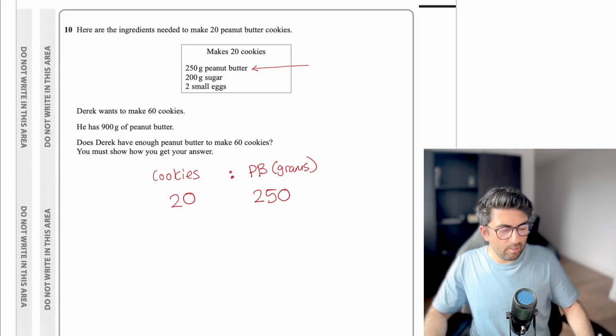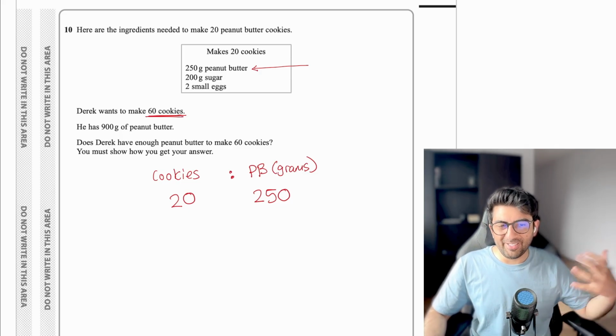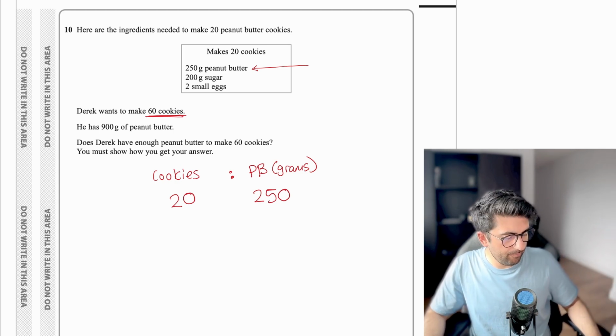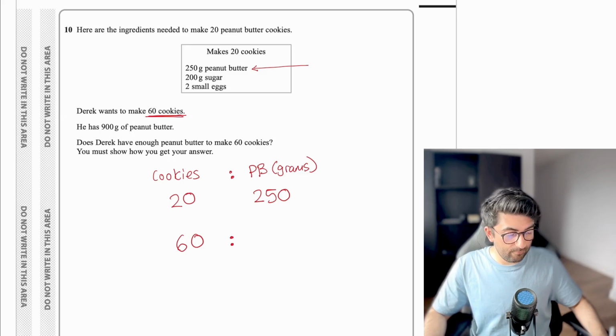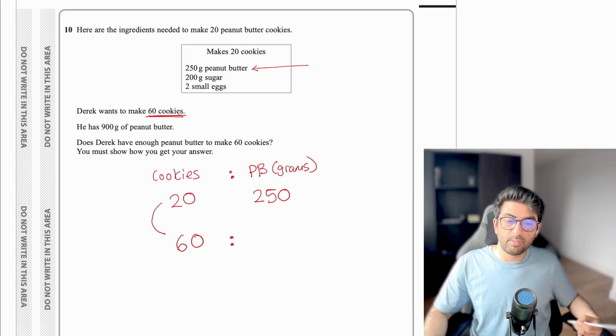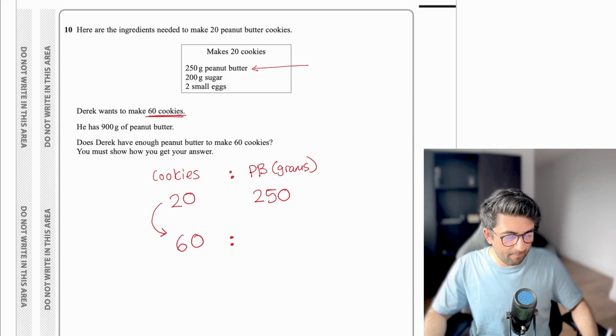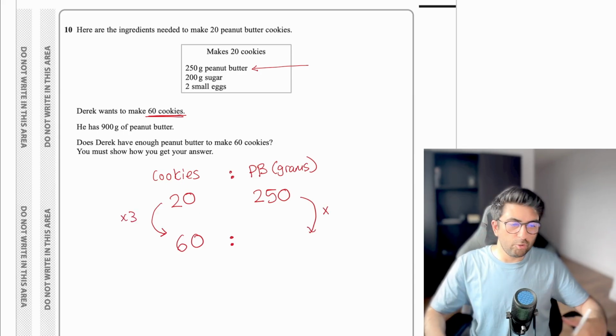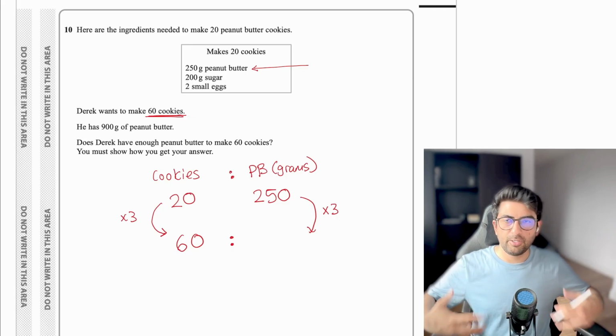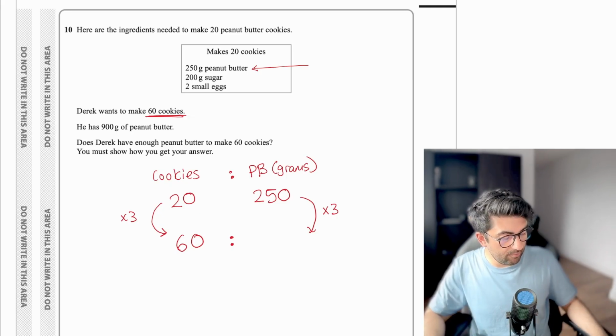So the question is, how many grams of peanut butter will he need for his 60 cookies? And he's planning to make his 60 cookies. How many grams of peanut butter should he weigh as a minimum? So what are we doing here? How do we get from 20 to 60 using multiplication? We're timesing it by 3. So the same thing happens on this side. Multiplying it by 3. You can do column multiplication if you want to. 250 times 3, I know, is 750.